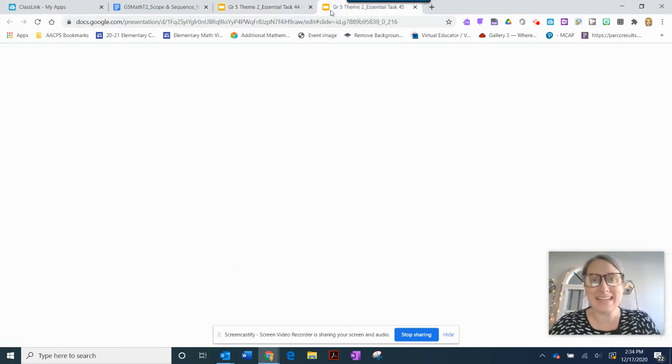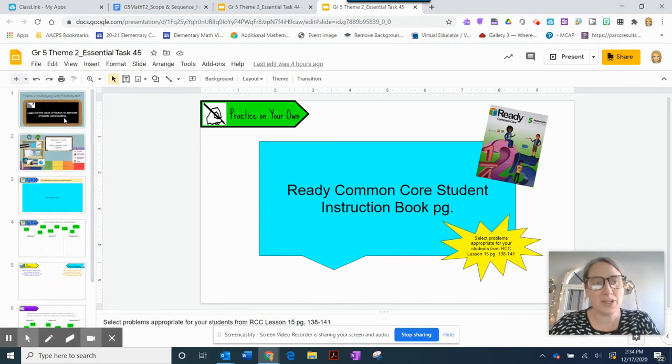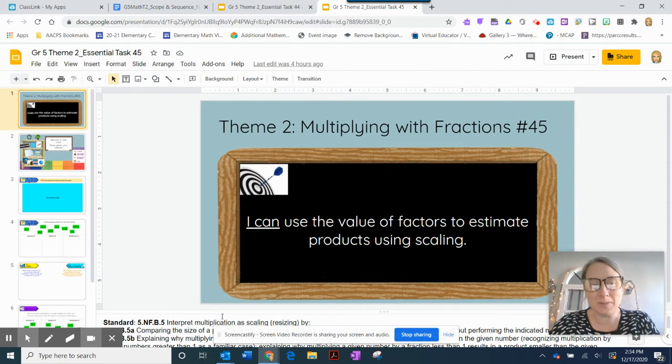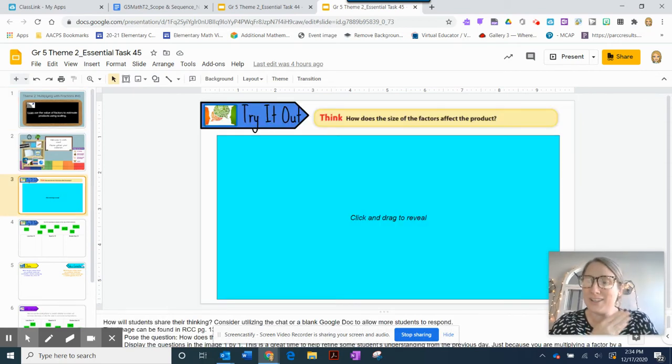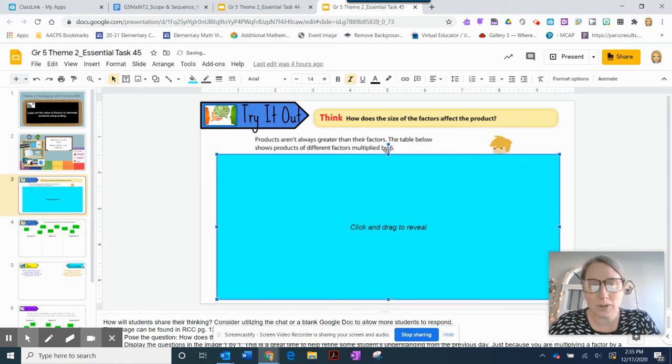All right, let's dive into our last essential task for this theme, essential task 45. Once again, we're still going to be talking about scaling, and we came off of essential task 44, making all these conjectures or rules about what happens when I multiply by a factor greater than 1 or less than 1. So this try it out is really just like a questioning time for our students.